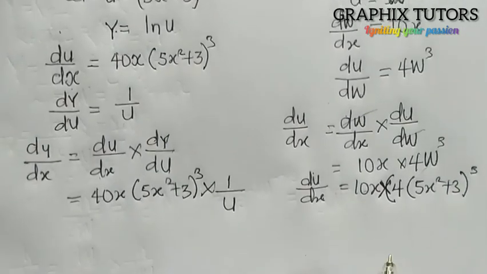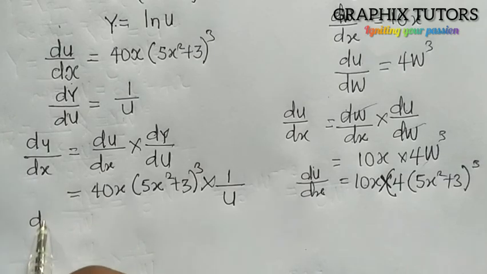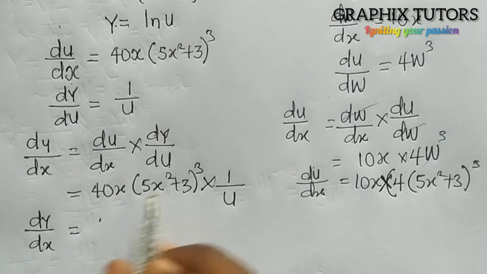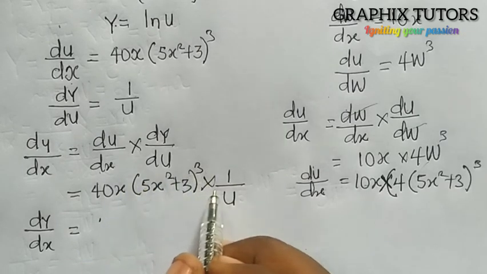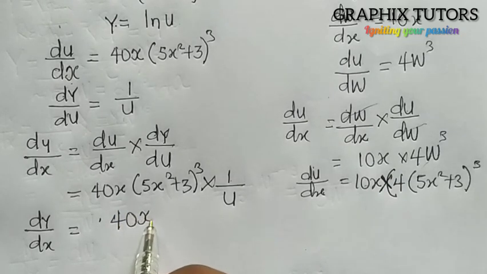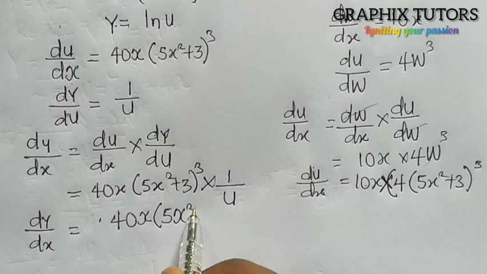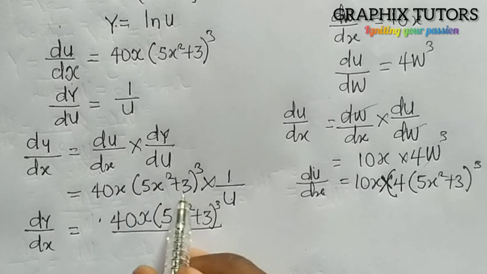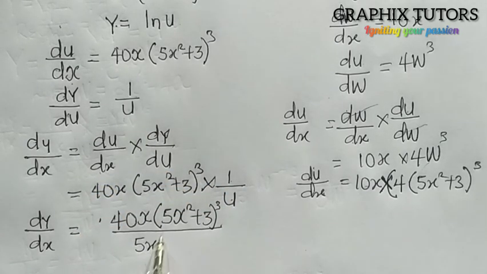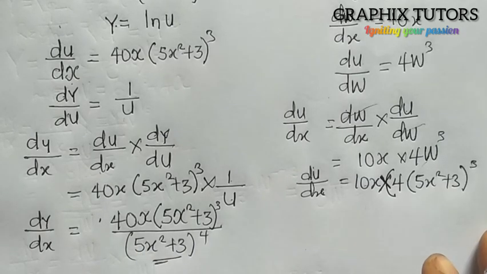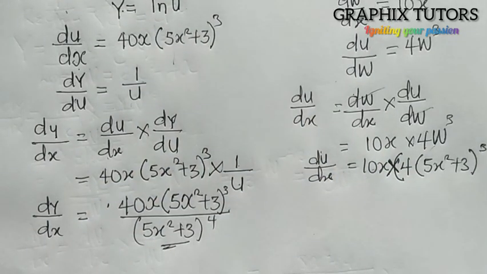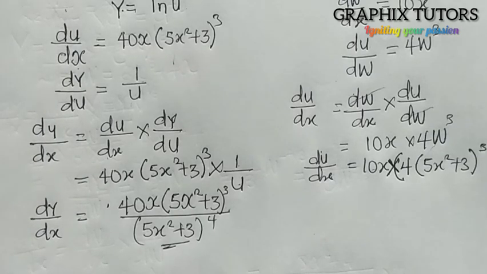So this will now give me that my dy over dx will now be 40x into bracket 5x squared plus 3 to the power of 3, times 1, which gives you 40x into bracket 5x squared plus 3 to the power of 3, everything over u. So what is u? U is 5x squared plus 3 to the power of 4. So that will be my answer, because my u is this, right? So this is my answer here. This is how we apply some of a typical example.